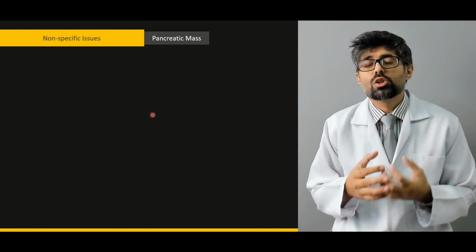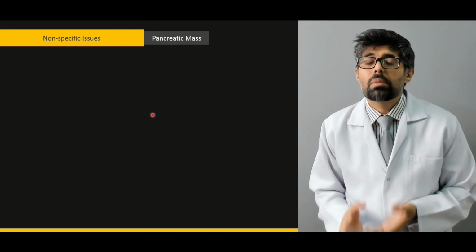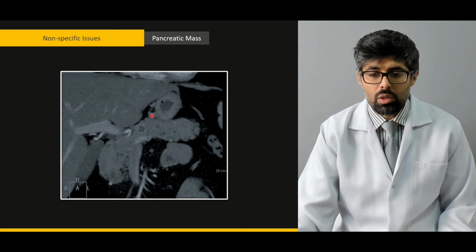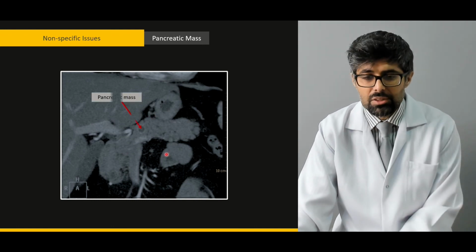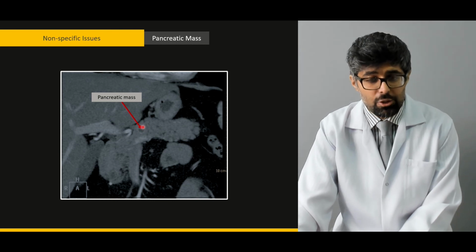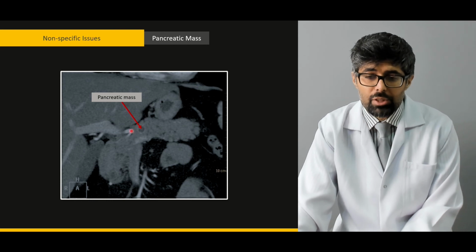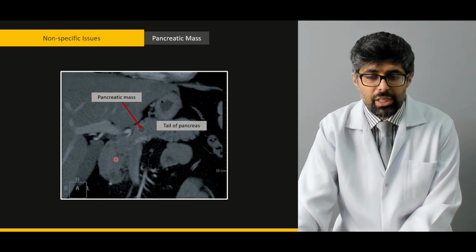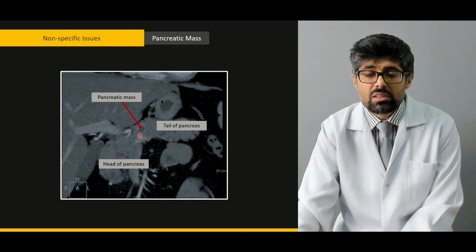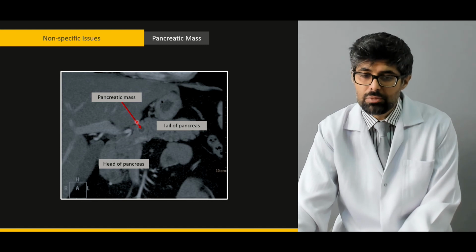One of the most common causes of these non-specific issues is a pancreatic mass. One such image is this one. This is the pancreas. This is the pancreatic mass, which is actually a mass in the islets of the pancreas. This is the tail and this is the head of the pancreas. And this mass of the islets is causing unexplained symptoms.